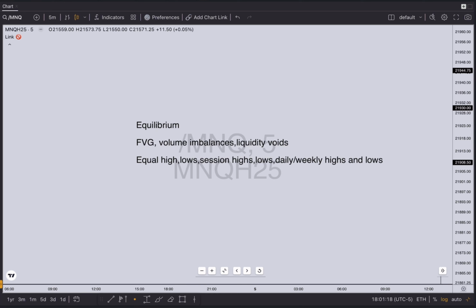Today's session is going to be about liquidity. This is a very important session. This is basically the whole premise of how we trade. So what is liquidity? First of all, to start, why does the market move?